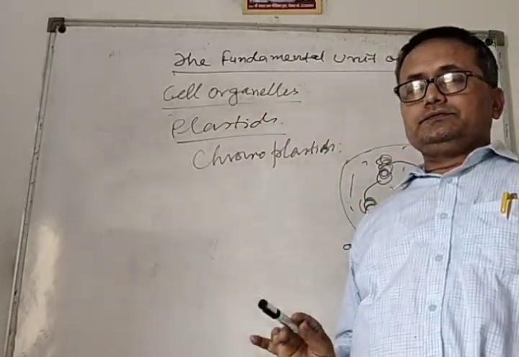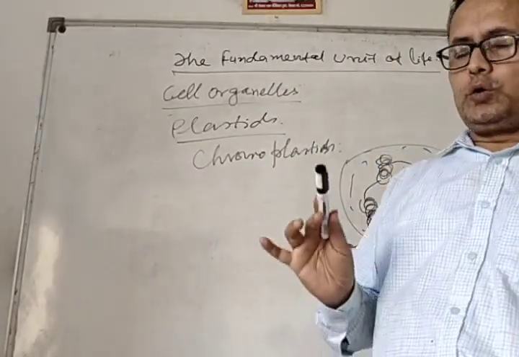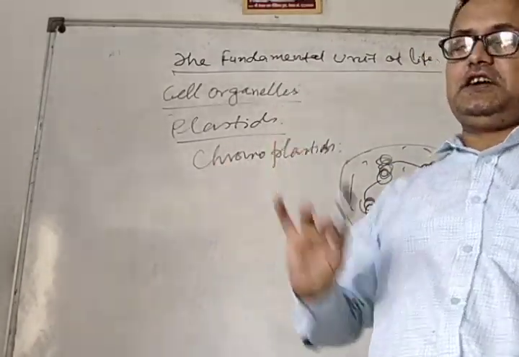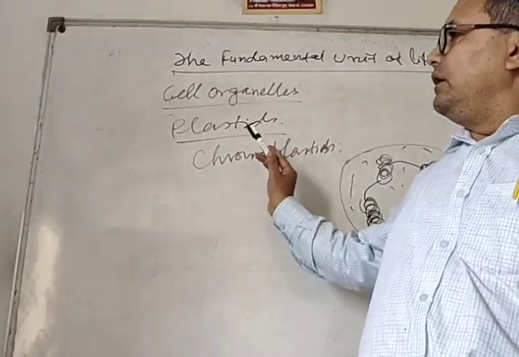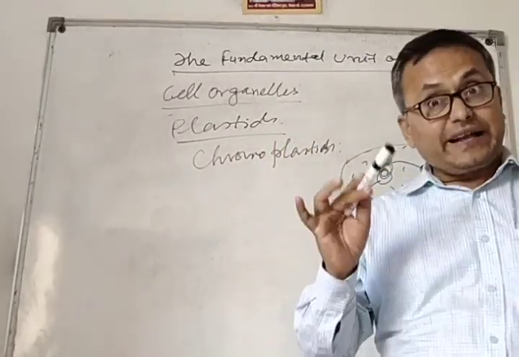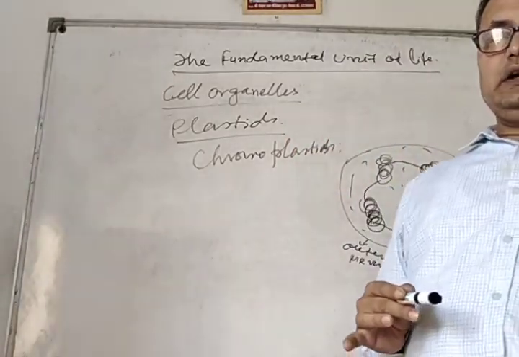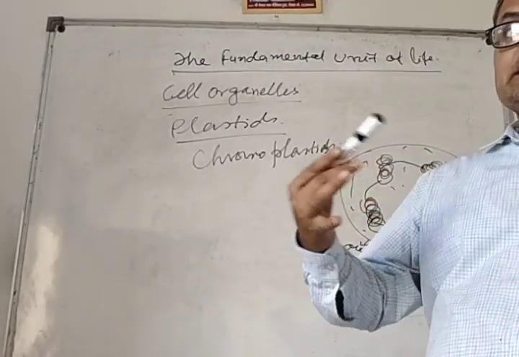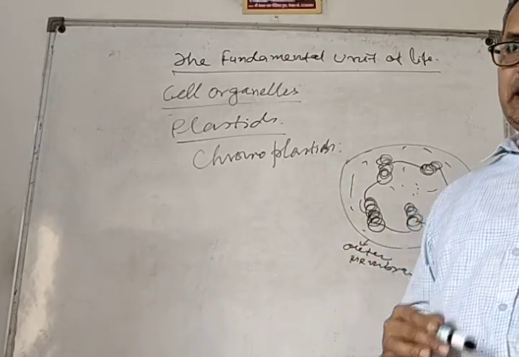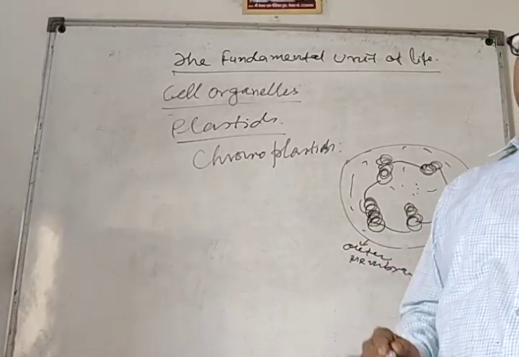Plastids are also called the semi-autonomous organelle. This is because it consists of its own DNA and also consists of ribosomes. These ribosomes help in the synthesis of proteins and RNA molecules, and it also multiplies and is present in many numbers in a plant cell.